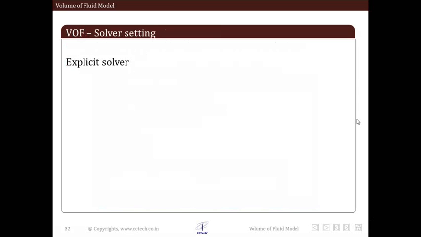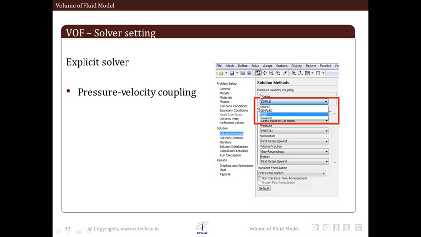Let us see different solver settings that are applicable for the VOF model. First, we will discuss the solver settings for explicit solver. The first scheme is the pressure velocity coupling scheme. We select this in the solution methods panel within solution. There are various options here as you can see.